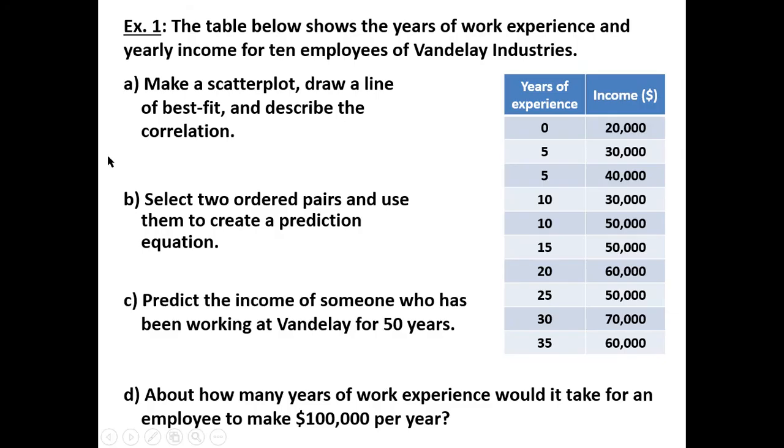Example 1. The table below shows the years of work experience and yearly income for 10 employees of Vandelay Industries. So we're going to do 4 different steps. We'll take A and B for the rest of this video, and then our second video will finish C and D. For part A, we're going to make a scatter plot, draw a line of best fit, and describe the correlation. And then we'll select two ordered pairs and use them to create a prediction equation.